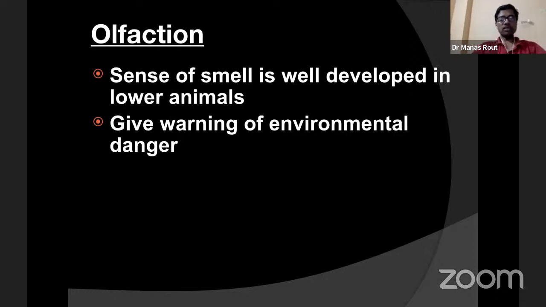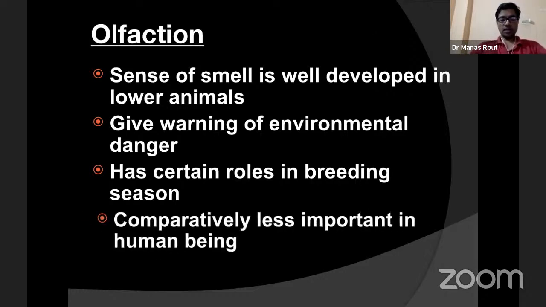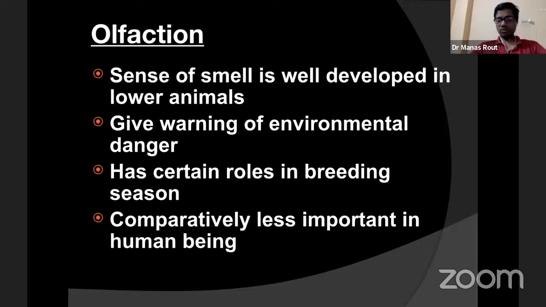It gives warning of environmental danger, warning the animal about the danger. It also has certain roles in the breeding season. Certain pheromones are secreted from animals, even small insects, which help in the breeding season, and these pheromones can be smelled by lower animals, and for that the olfaction mechanism is important. Comparatively it is less important for human beings, as already discussed. But for the exam point of view, you have to know the pathway of olfaction.